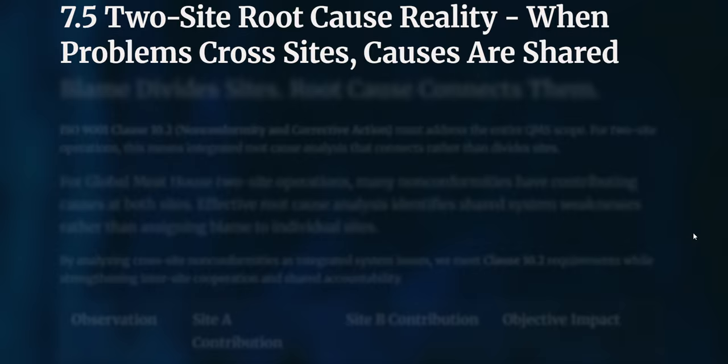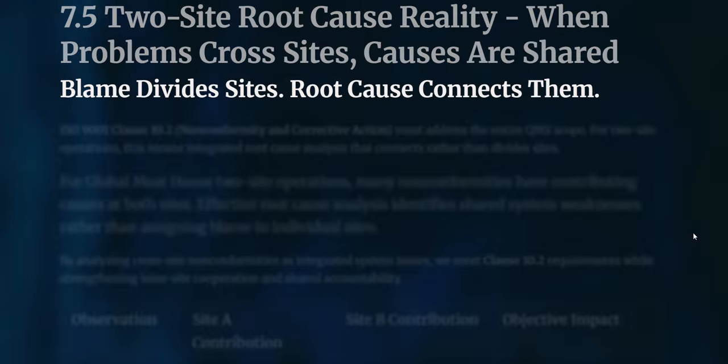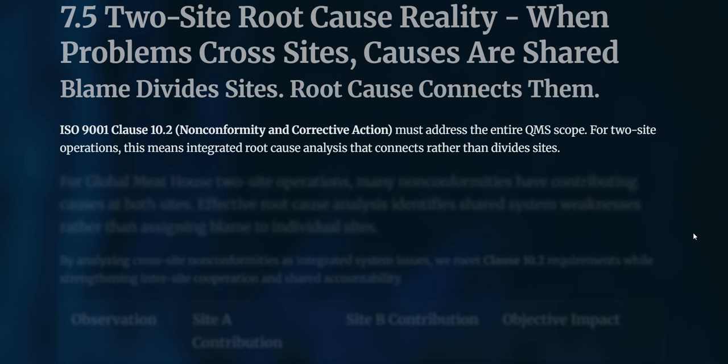The fifth topic today is two sites root cause reality. When a problem crosses sites, causes are shared. Blame divides the sites and divides the facilities, but root cause connects them. ISO 9001 Clause 10.2 nonconformity and corrective actions must address the entire quality management system scope. And for our two-site operations, this means integrated root cause analysis that connects rather than divides sites.